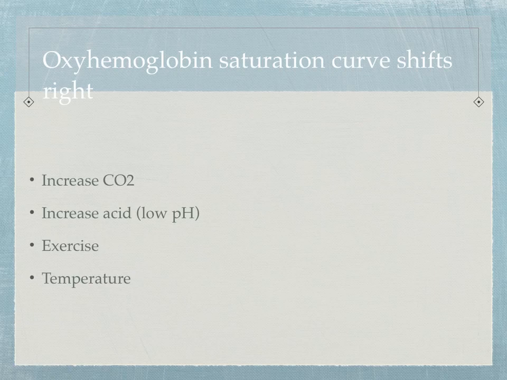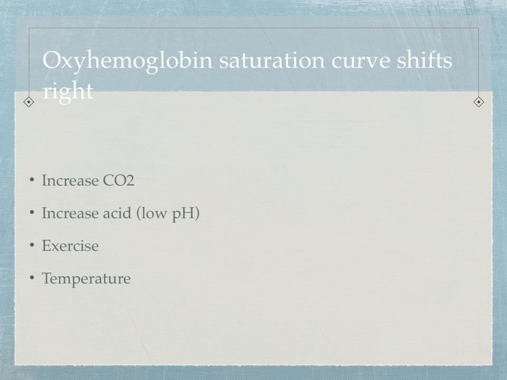And one of the things is increased carbon dioxide production, which occurs in the muscle with cellular metabolism. And then we're also going to see a shift to the right, where we're going to have a greater release of oxygen from the hemoglobin, when we have an increase in acidity. So that's when more hydrogen ions are produced. And then exercise generally increases the release of oxygen from hemoglobin, as well as increased temperatures.